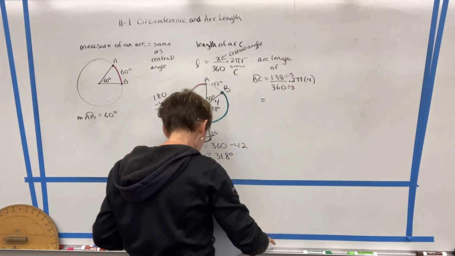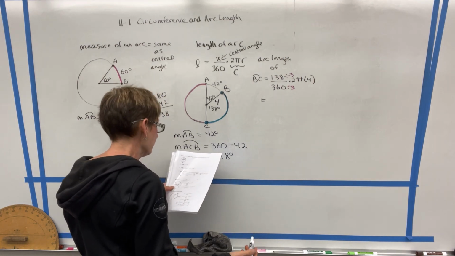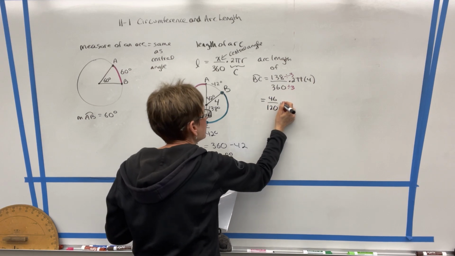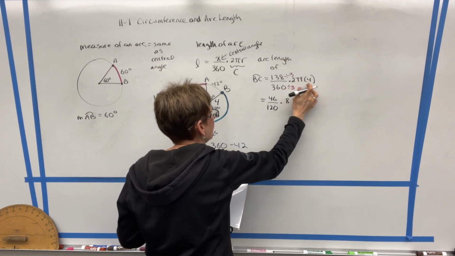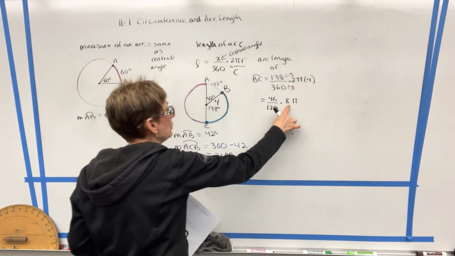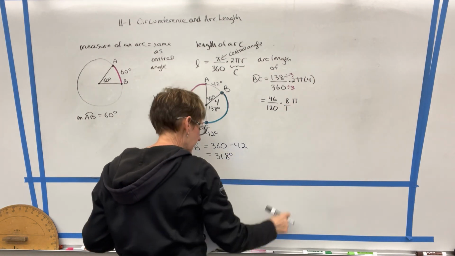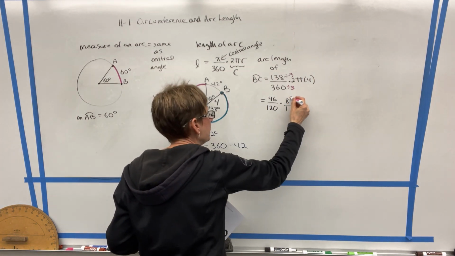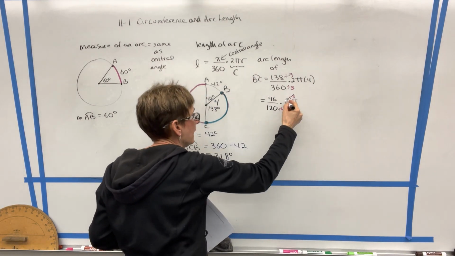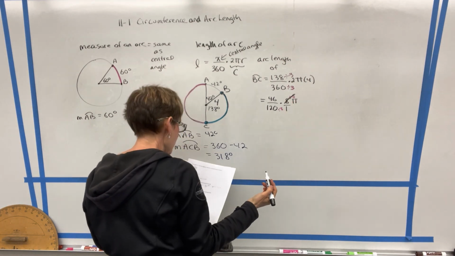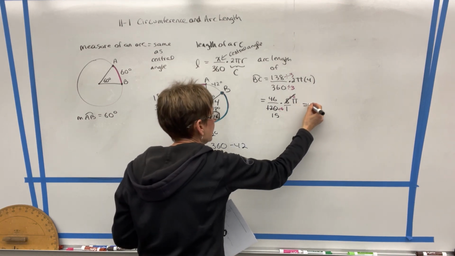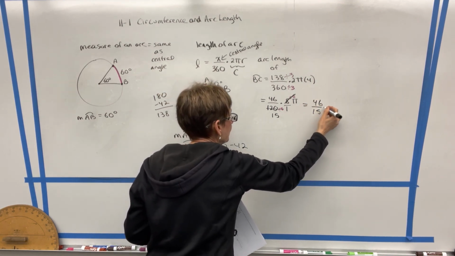Using our calculators, when we do that, we would have 46 over 120 times 8 pi. The 8 I got from taking 2 times 4. Now 8 goes into 120 15 times. So I'm going to divide this by 8 and I'm going to divide this by 8. Top and bottom are divided by 8. That cancels out. That just becomes a 1. And 120 divided by 8 becomes 15. So the exact answer to this would be 46 over 15 pi.